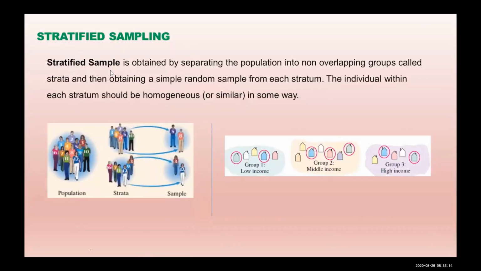Stratified sampling. First, we are going to look at the definition and talk about the technique here. A stratified sample is obtained by separating the population into non-overlapping groups called strata and then obtaining a sample, using the random sampling technique, from each stratum. So one more time, look here. A stratified sample is obtained by separating the population into non-overlapping groups called strata and then obtaining a simple random sample from each stratum. So we have a population, for example, here.